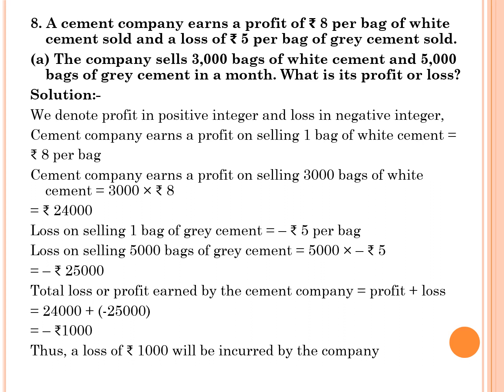Total loss or profit earned by the company is equal to profit plus loss, which gives you 24,000 plus -25,000, which gives you -1,000. Thus, a loss of 1,000 will be incurred by the company. That means, in this business there is no profit, only loss has been incurred by the company.